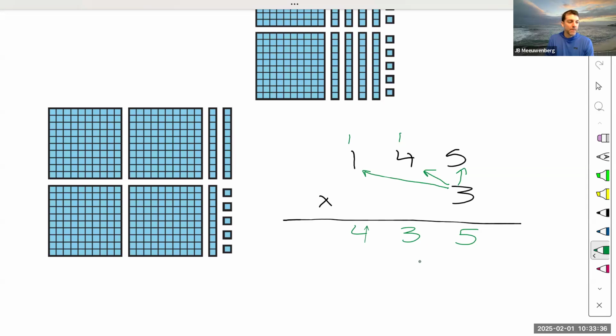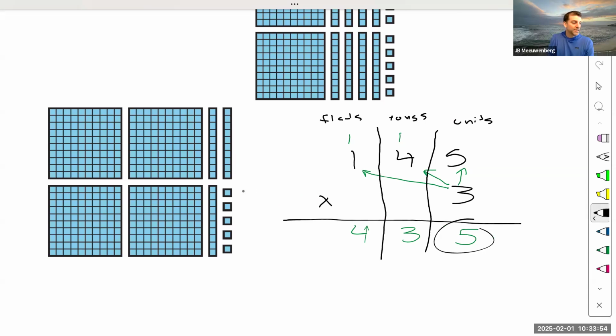So does this number here match what we have over here? Well, if we column these off, these are the units, these are the longs, and these are the flats. So we have 5 units: 1, 2, 3, 4, 5. We have 3 longs: 1, 2, 3, and we have 4 flats: 1, 2, 3, and 4.